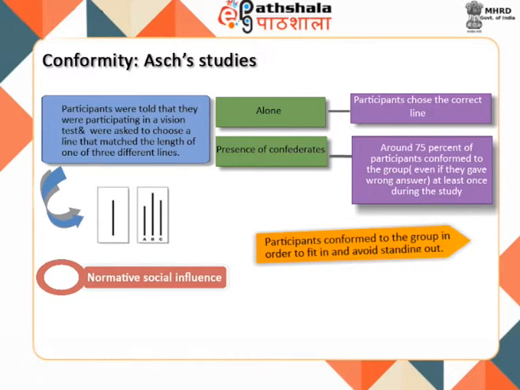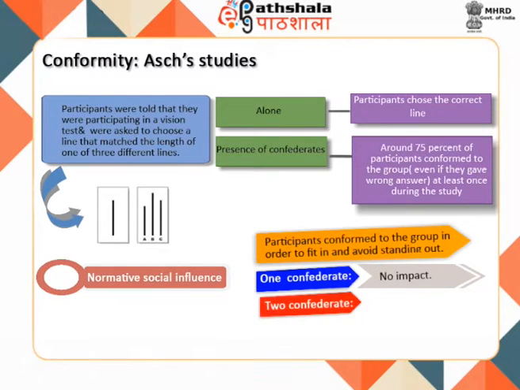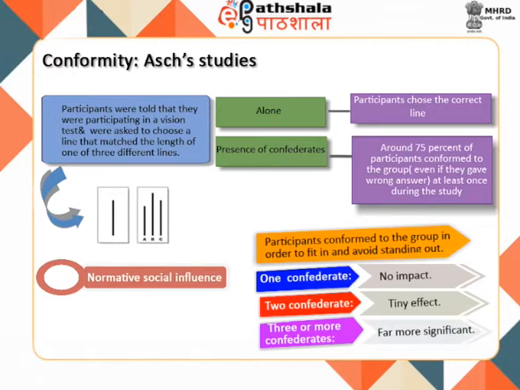The experiments also looked at the effect that the number of people present in the group had on conformity. When just one other confederate was present, there was virtually no impact on participants' answers. The presence of two confederates had only a tiny effect. The level of conformity seen with three or more confederates was far more significant.